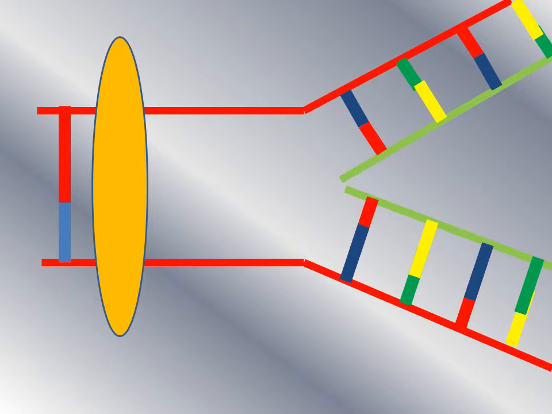Step 5. The last step is termination. The process happens when the DNA polymerase reaches an end of the strand. The end of the parental strand where the last primer binds isn't replicated.